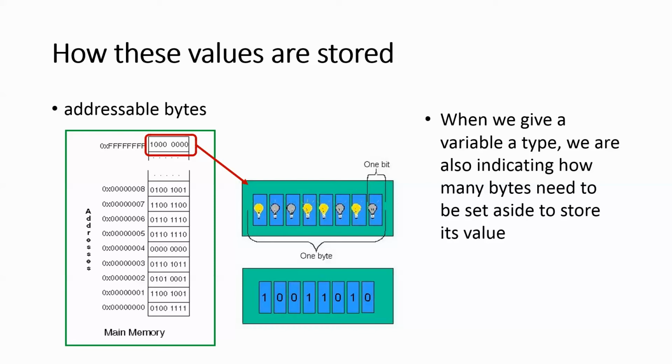So there's int8, int16. The number attached tells us how many bits we need to store that value. And while everything is represented in bits, we're actually going to store it in byte-sized chunks. So memory is addressed by the byte. The smallest unit you can set aside to store a value is a byte.